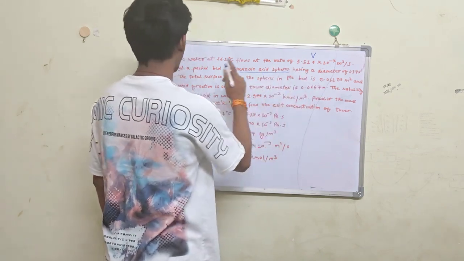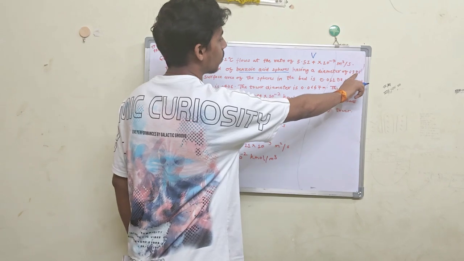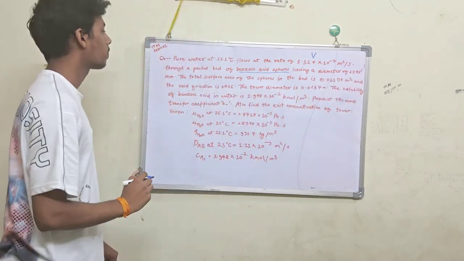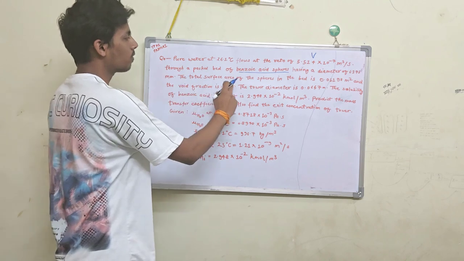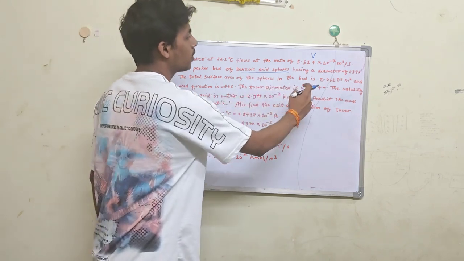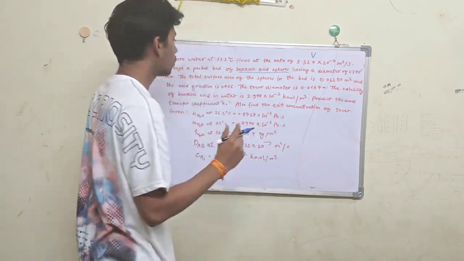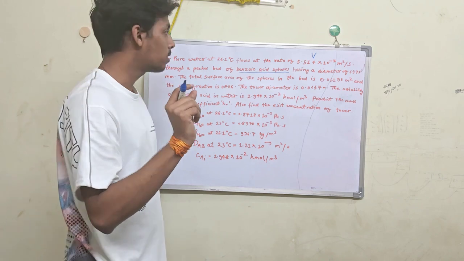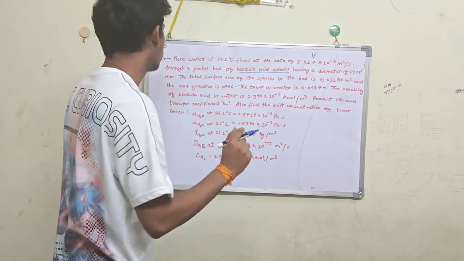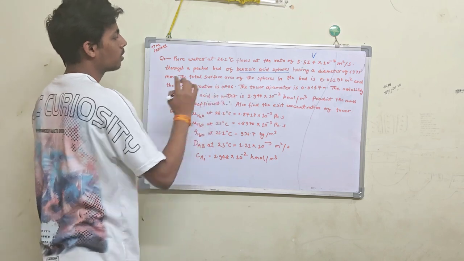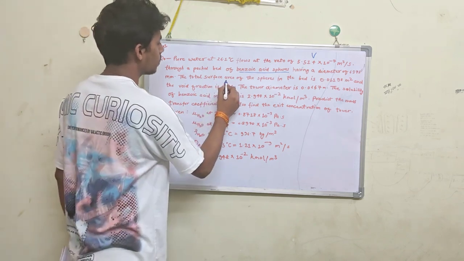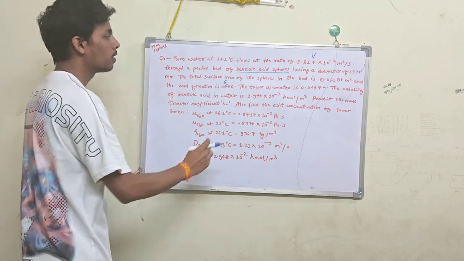The particles have a diameter of 6.375 mm. The total surface area of the spheres in the bed is 0.01198 m². This is the total surface area of the packing material, and the void fraction, epsilon, is given as 0.436.